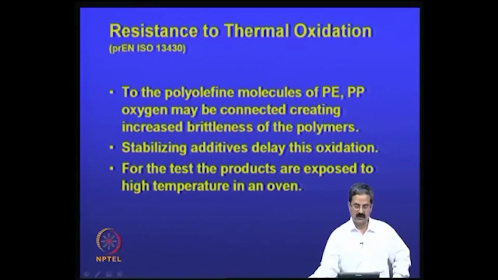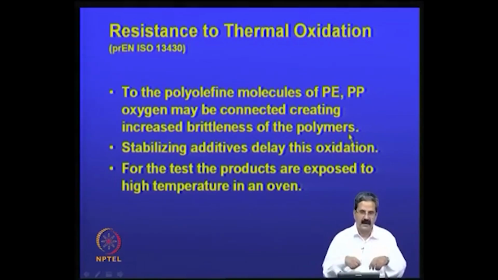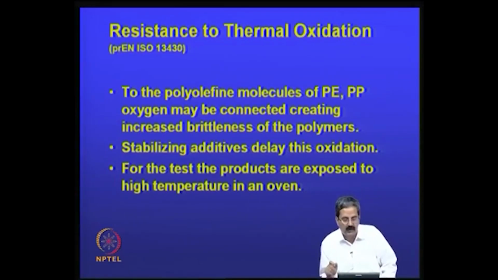Then resistance to oxidation, as I just mentioned. To the polyolefin molecules of polyethylene and polypropylene, oxygen may be connected, creating increased brittleness of the polymers. As I said, brittleness is one thing that can happen because of the oxidation. What is soft becomes wrinkled and stiff, and if you touch it, it gets broken. So what we do is that we have some materials called additives, stabilizing additives.